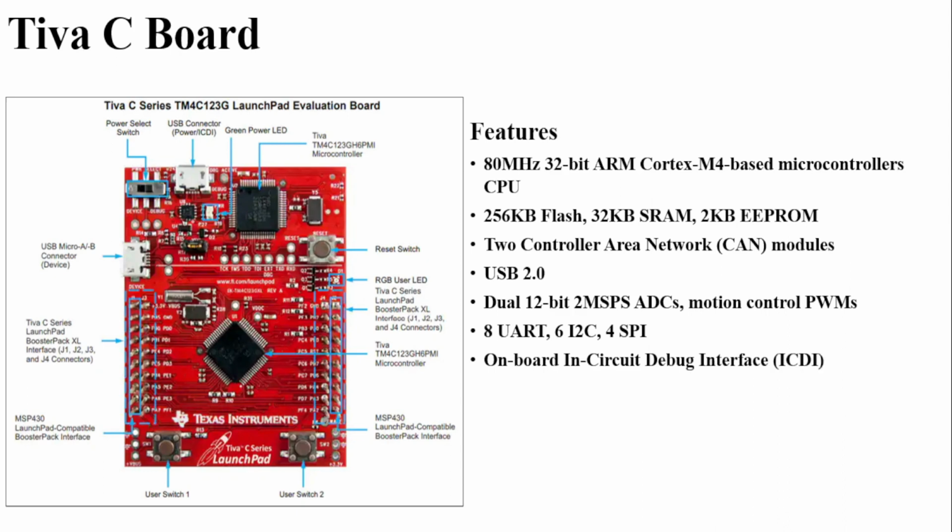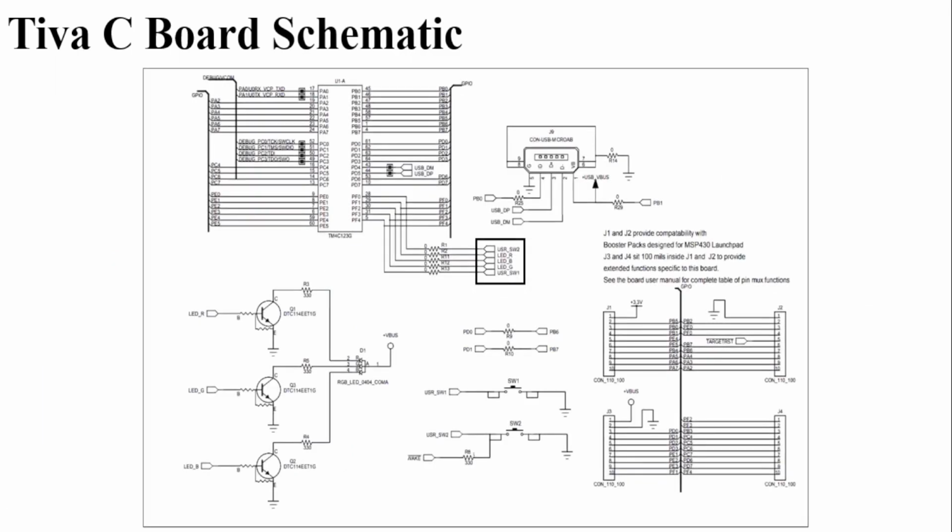It also provides 8 UART modules, 6 I2C modules and 4 SPI modules for communication. And it also provides an onboard in-circuit debug interface, which is shown here on the top. Okay, so these are the features of the Tiva C board.